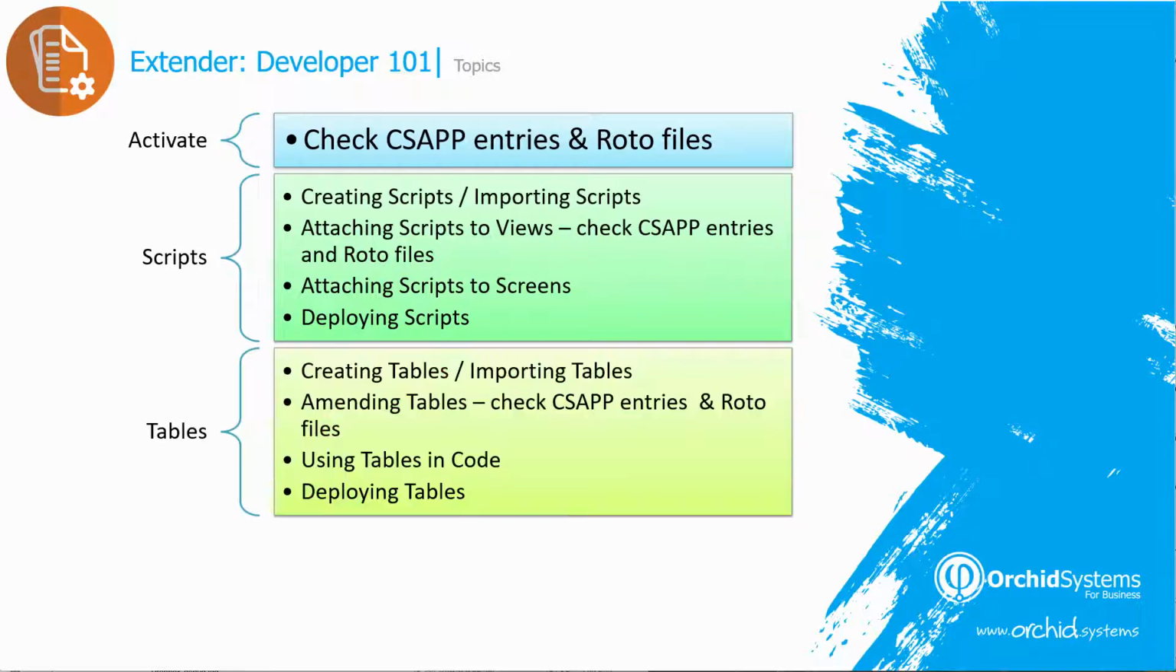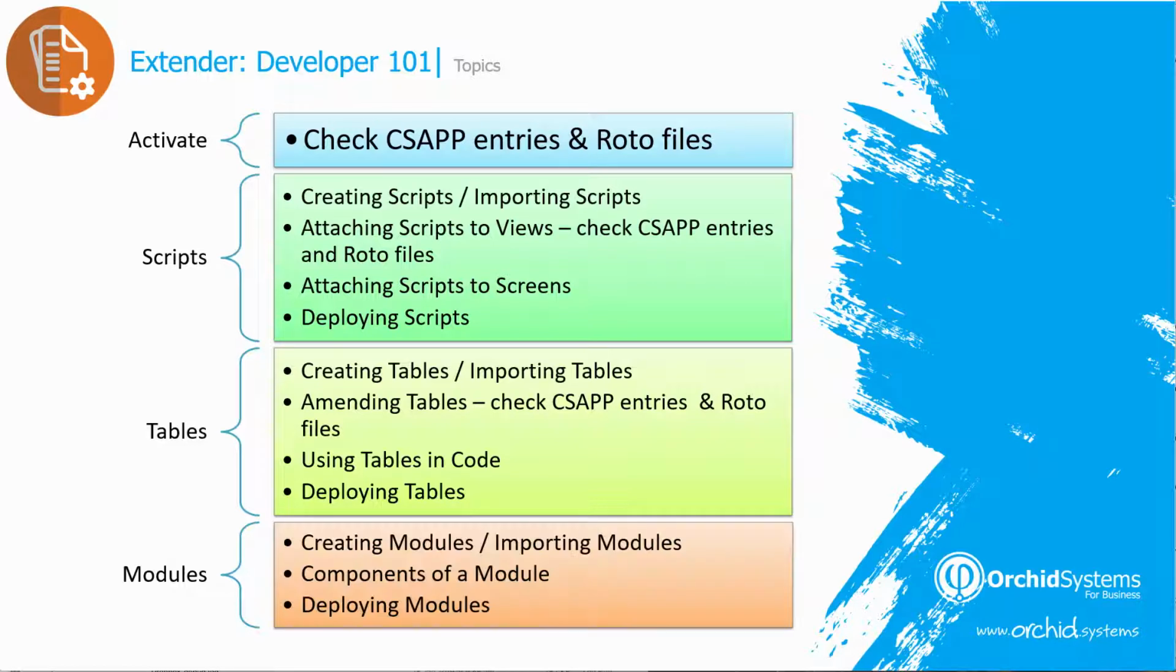And as part of our exercises, we're going to create a table and see how to import a table definition, how to amend a table and check the CS app entry and the roto files, and also how to use your own custom table or view in your own code. And we're going to see how to deploy tables too. And finally, we're going to have a look at modules. How to create a module, how to import a module, what the components of a module are, and how to deploy a module.